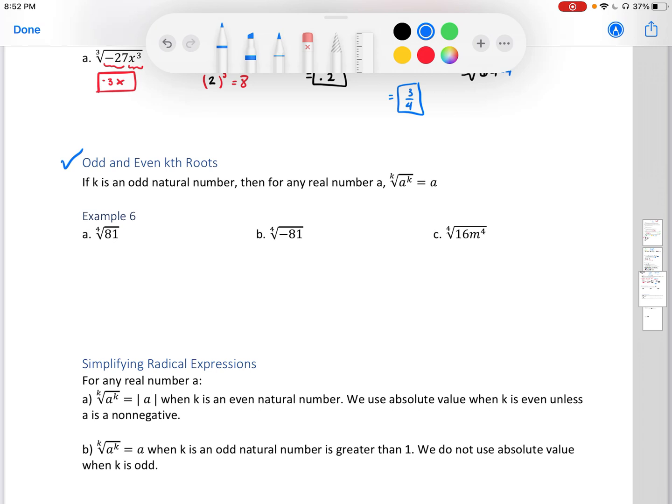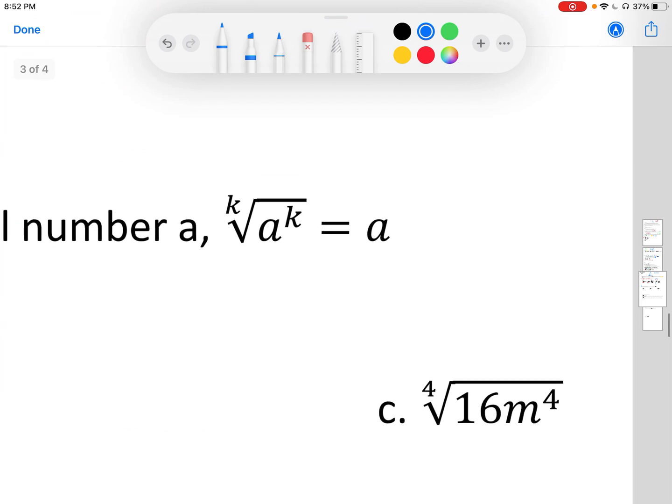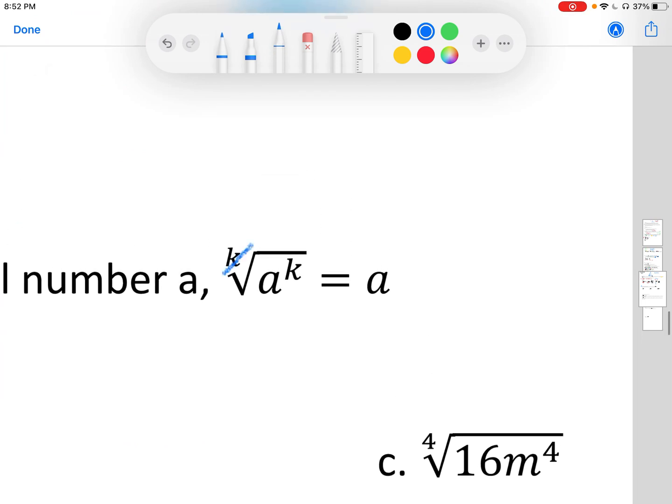Moving forward, odd and even case roots. If k is an odd natural number, then for any real number a, the kth root of a raised to the k is a. So again, we're following the idea that the root and the exponent are working in opposite ways mathematically, so they would undo each other.